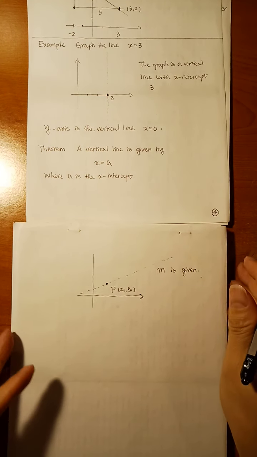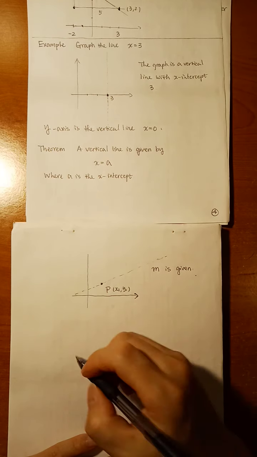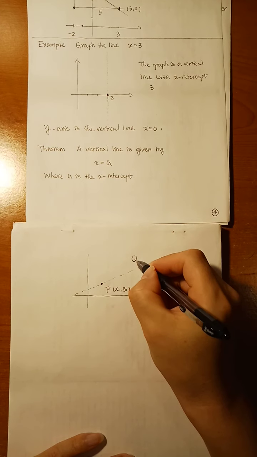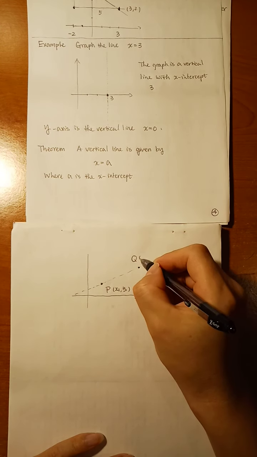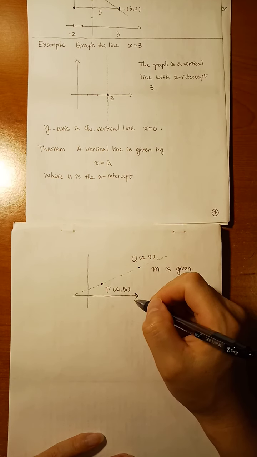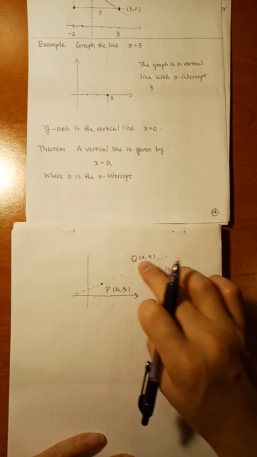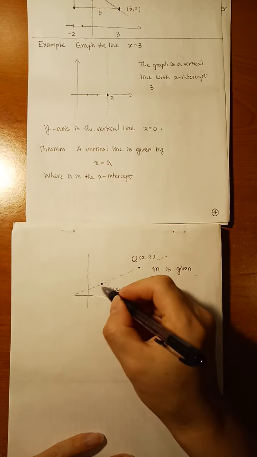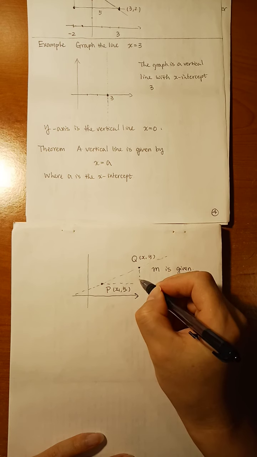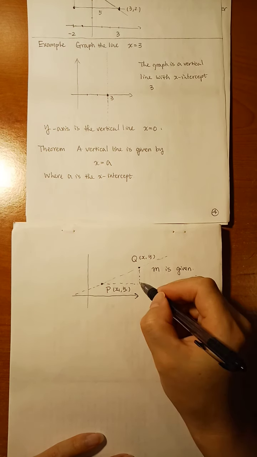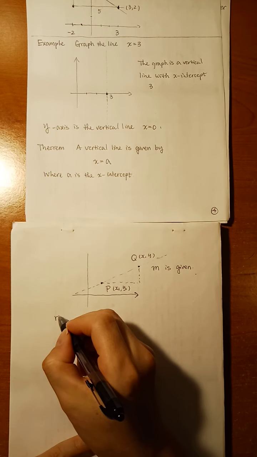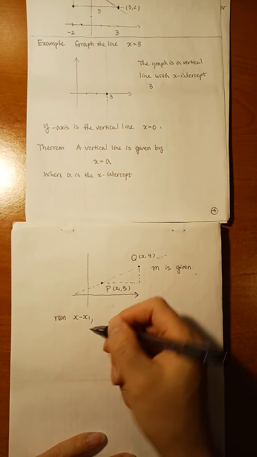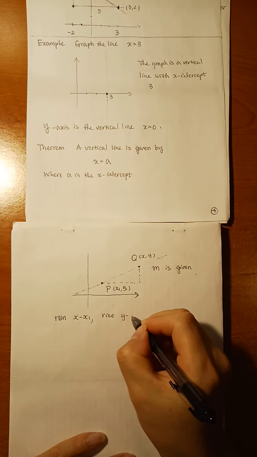The equation of the line is written by the following. Assume you have a random point, let's call it Q, on the line. The random point has coordinates x and y. So we just want to see the property of x and y. Then you can compute the run and the rise. The run is x minus x1. The rise is y minus y1.